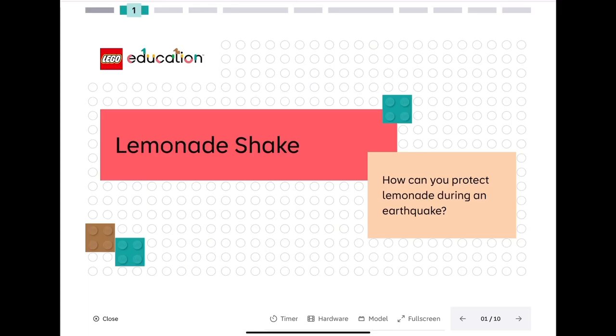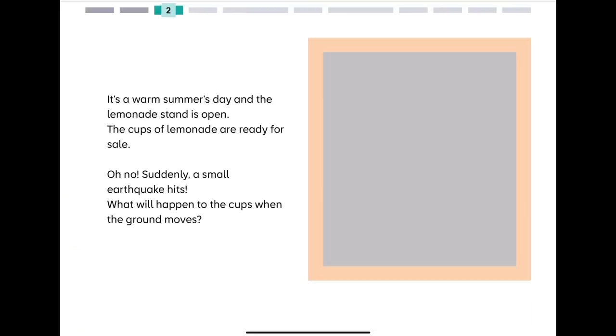Right, we're now in the classroom presentation for the Lemonade Shake. And you can see for the very first part of the lesson, the children are instantly engaged with a thought-provoking question. How can you protect lemonade during an earthquake? My goodness, you would come up with so many different strategies and really spark their creative thinking off at the very beginning part of the lesson. And then you can see we can progress through.